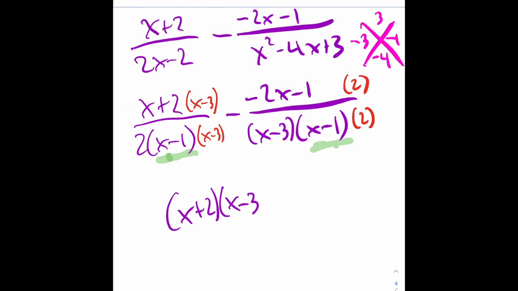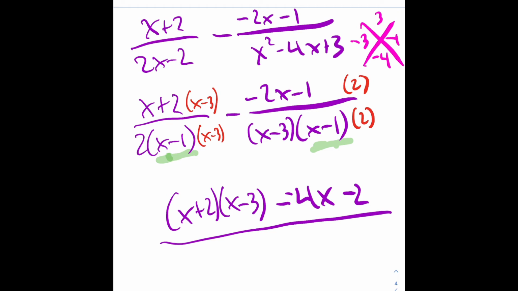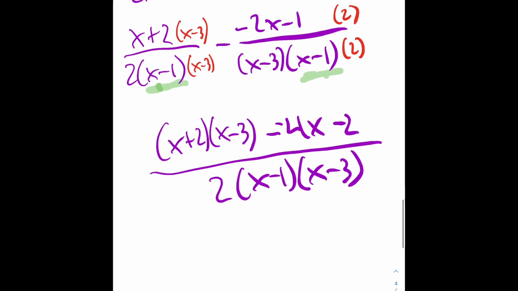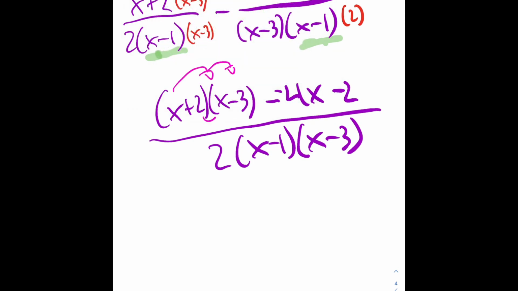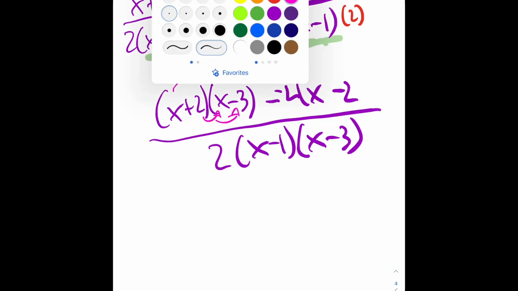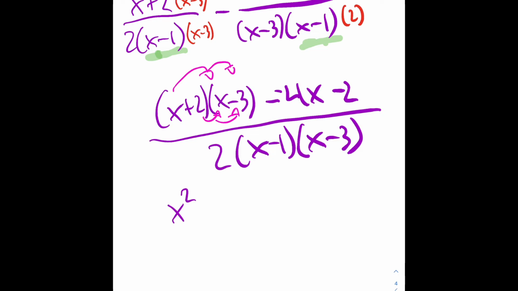So if I rewrite this problem, I have x plus 2 times x minus 3 all over, and then that's going to be subtracting, so you're subtracting negative 4x minus 2, and it's all going to be over 2 times x minus 1 times x minus 3. So I believe we're going to have to simplify and try to combine some stuff. To do that, I'm going to do my foiling method. Take the outside, multiply it by everything. Take the inside, multiply it by everything.